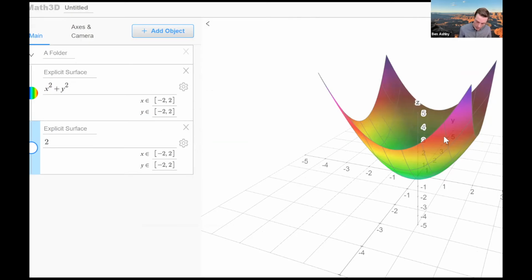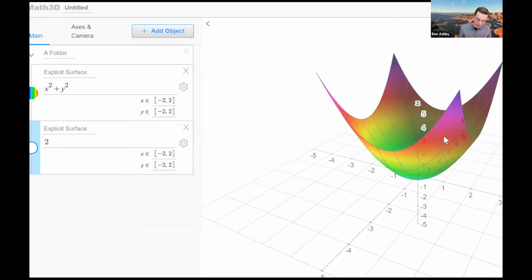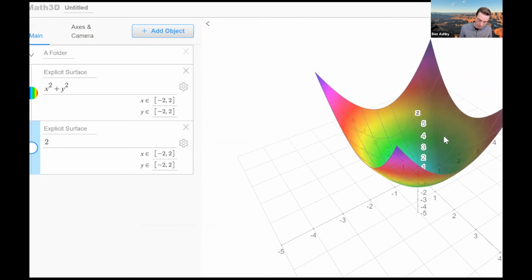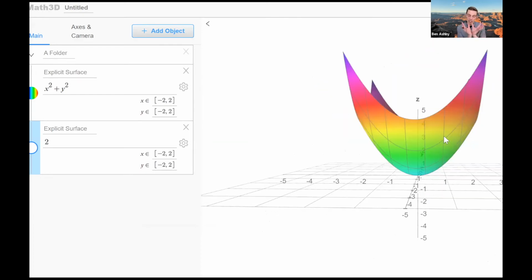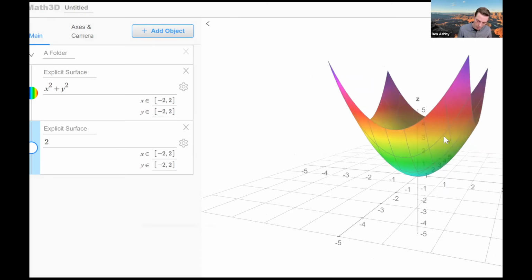We can see here that we end up with this sort of cup shape. Again, it's a little bit clunky in terms of the rotation here, but we can see that we've got this cup shape. So we've got this x squared plus y squared function. For any ordered pair of values x, y that we put in, we end up with this cup shape here.